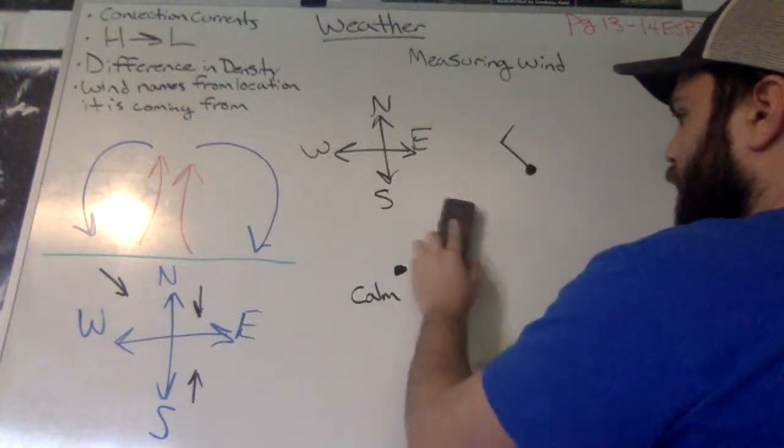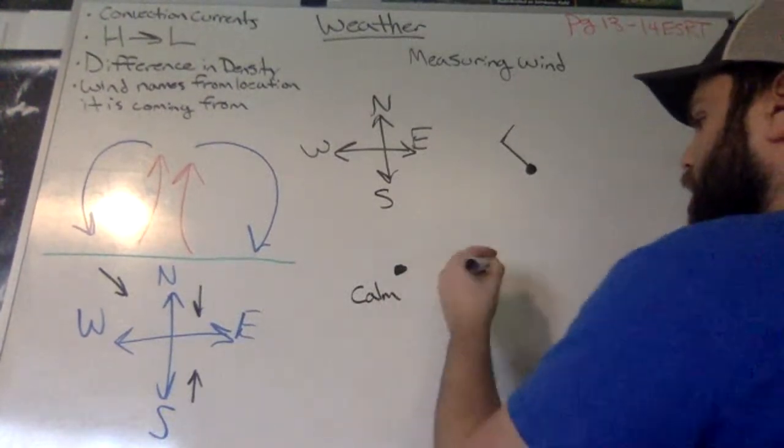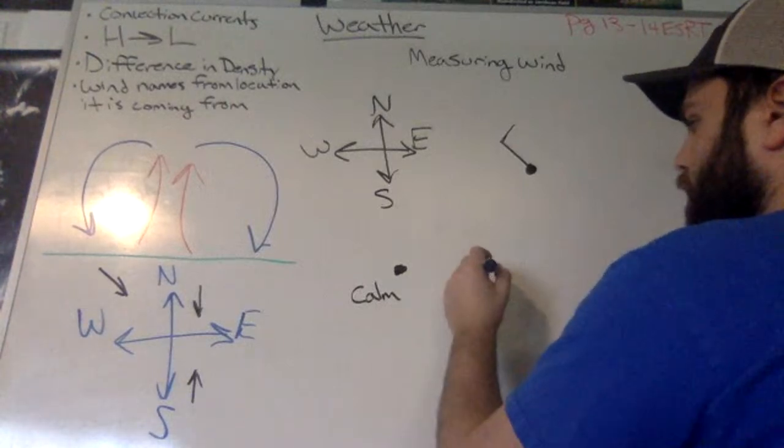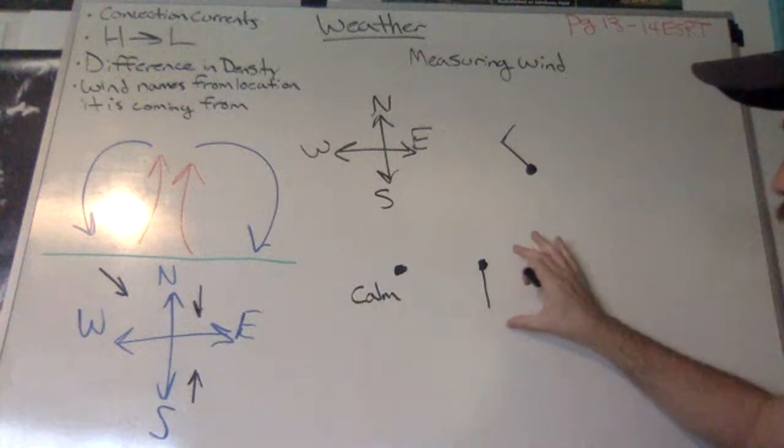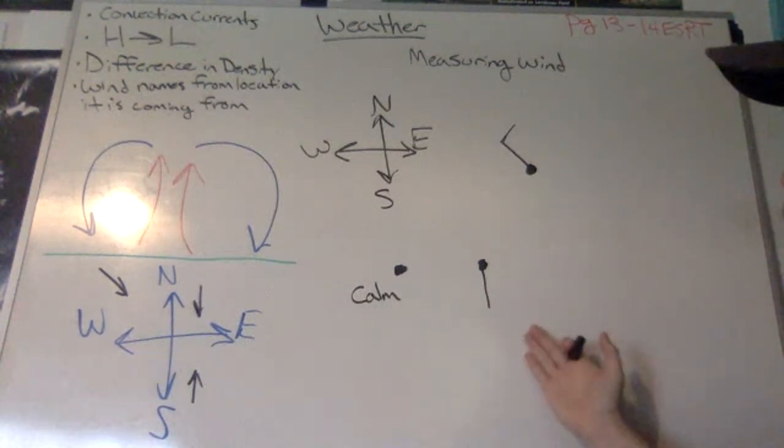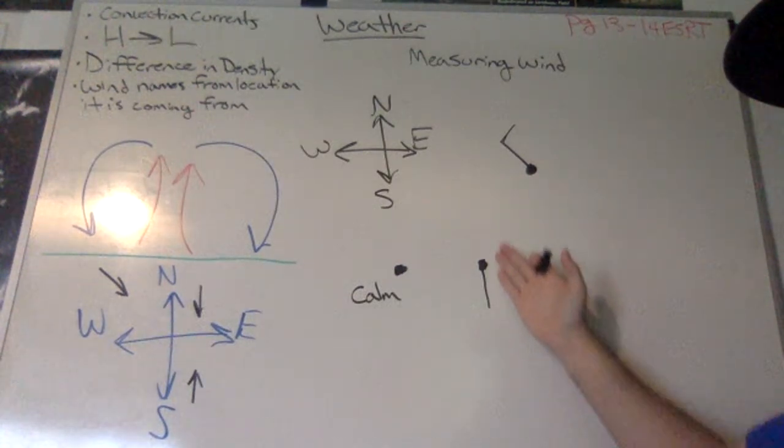Now, if I changed it, and it was still that circle, but it was coming this way, now it's a south wind. Whichever way this arrow is pointing, always think of it like an arrow, going in one direction.